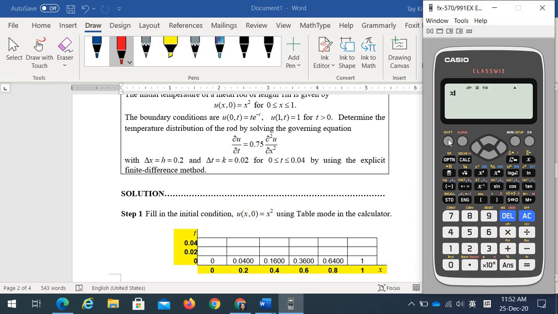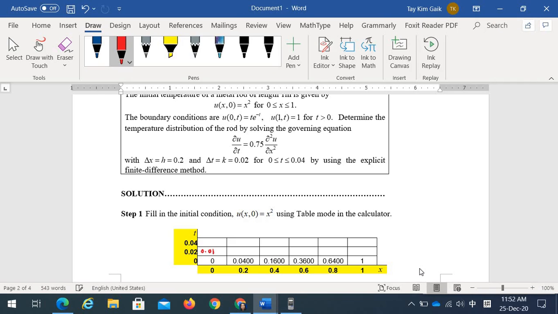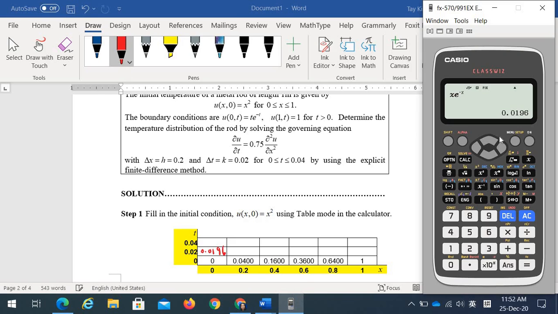x exponent negative alpha x. I use the calculate menu to calculate at x = 0. You get 0 already. At x = 0.02, you get 0.0196. Calculate again, x is 0.04, you get 0.0384.